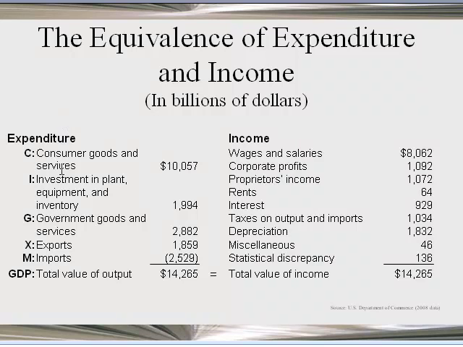So if we look at the expenditure approach and the income approach, it's the same thing. Consumer goods, we spent $10,000 on that. Investment was $19.94. Government spent $28.82. Our exports were $18.59. We imported more, $25.29. So our GDP output was $14,265 in billions of dollars. But on the flip side, we can say wages and salaries, we had 8 billion in wages, and corporate profits was 1,092. We can add the rents, interest, depreciation, miscellaneous expenses, and any discrepancies, and we still get income equals output, basically.